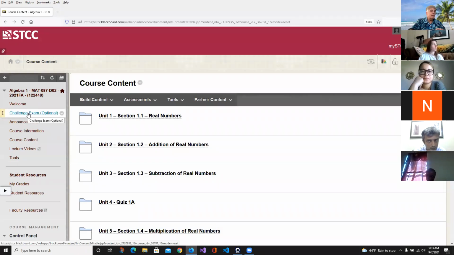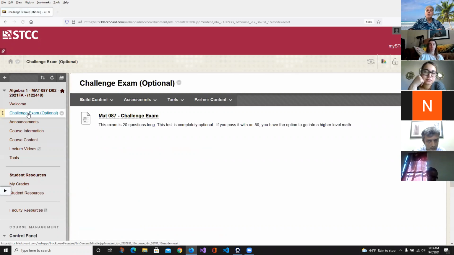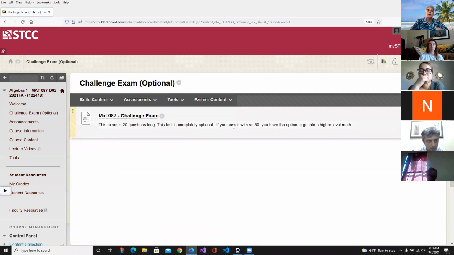This challenge exam for Algebra 1 is 20 questions long, total, completely optional. If you pass it with an 80, you can quit this class and go right to Algebra 2. But you got to email me and tell me you passed it, and then I send your name and student ID number to whoever, and if you want to go on to Algebra 2, you go to Algebra 2. I have another Algebra 2 section, so we can put you in that section, or you can go to another section. It doesn't really matter to me.